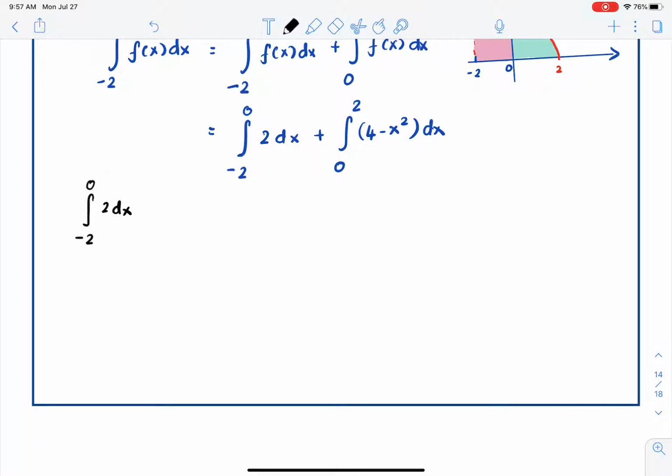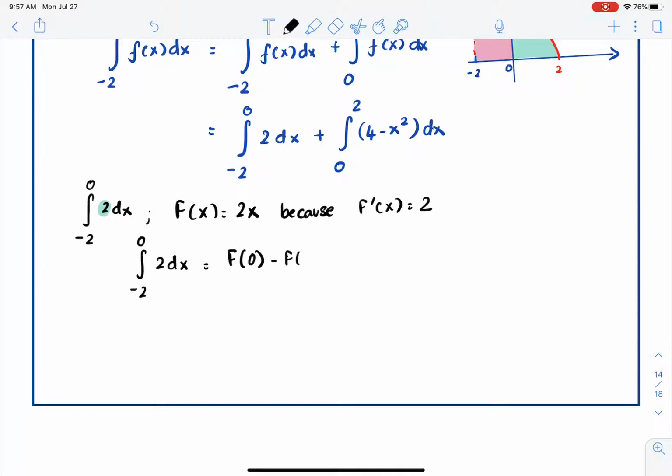So what is the antiderivative? The function here is 2. So what function would give us 2 when we take the derivative? It has to be 2x, because F prime of x would be 2. So the integral from minus 2 to 0 of 2 dx would simply be equal to F of 0 minus F of minus 2. So 2 times 0 minus 2 times minus 2, which would give us 4.